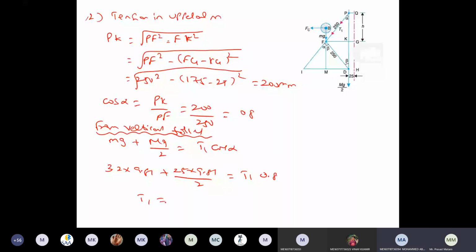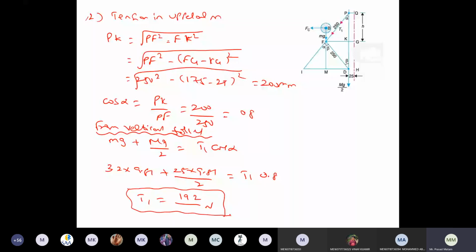Check again. 3.2 into 9.81 plus 25 into 9.81 by 2. How much are you getting for this total term? 184, sir. 184.6. Total T1 value, give me the answer in terms of newtons. 192, sir. 192. Right. T1 is 192 newtons. Okay. With this, I will wind up this.